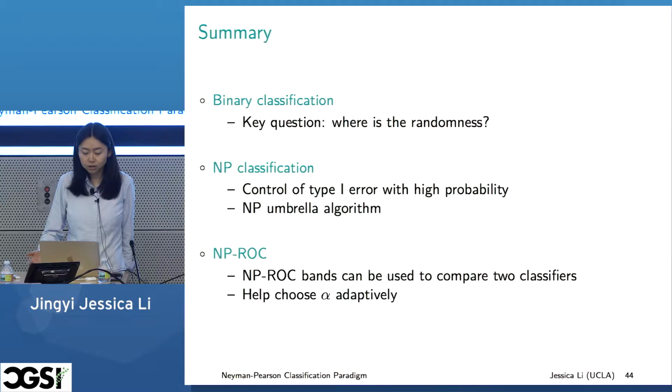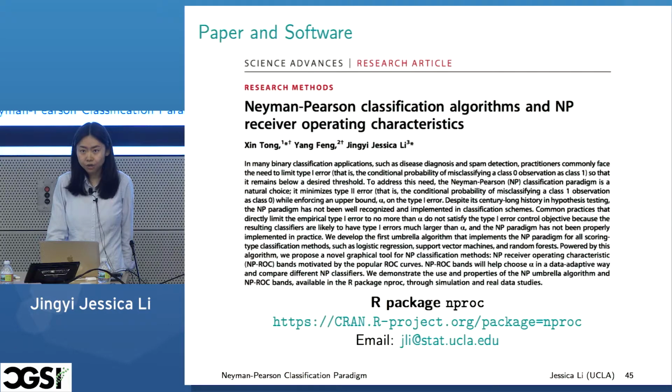So we chose this multidisciplinary journal because we want to reach a broader audience. And also we have an R package for implementation. Since it's been released, the package has been downloaded 10,000 times, which is quite an achievement for us. So hopefully I think it can be more useful in real practice.